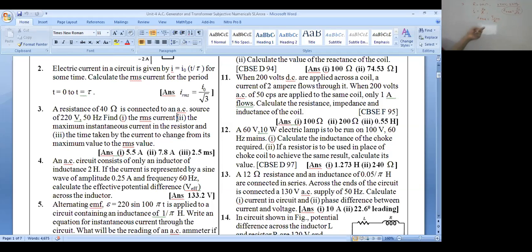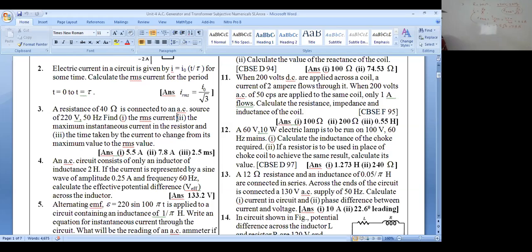If you take the RMS value for the voltage, you get the RMS value for the current. If you take the maximum value for the voltage, you get the maximum value of current. So this way you can easily find the RMS value. Here 220 divided by R, given 40. This is 5.5 ampere RMS value. For the maximum instantaneous current in the resistor, just multiply with root 2. You get the maximum value, which comes to 7.8 ampere.